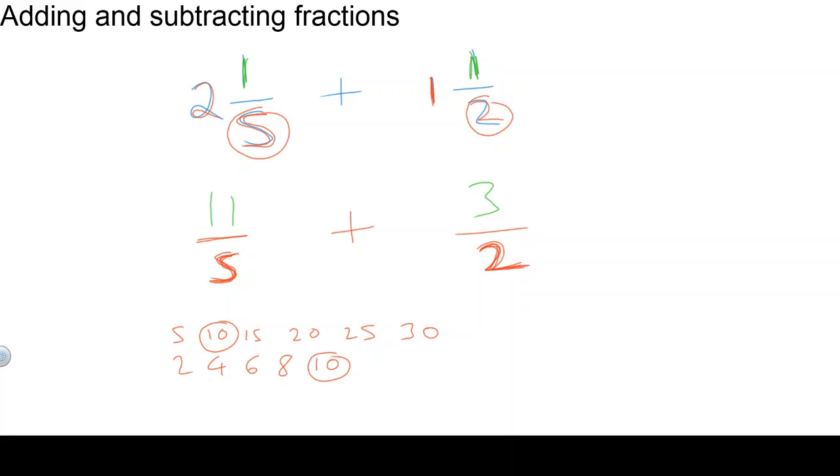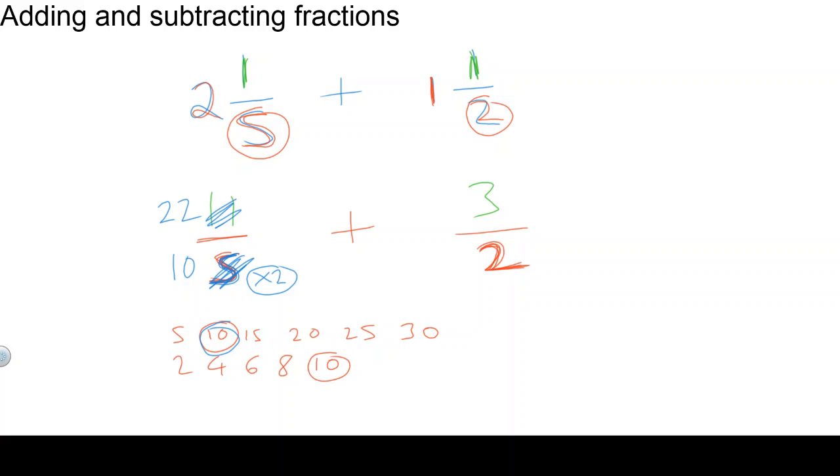Now, what do I multiply this 5 by? See this 5 I'm highlighting. What do I multiply the 5 by to give me this 10? Well, it's times by 2. 5 times 2 gives me the 10. So 5 times 2 is 10. And then 11 times 2, looking at the numerator, 11 times 2 is 22.